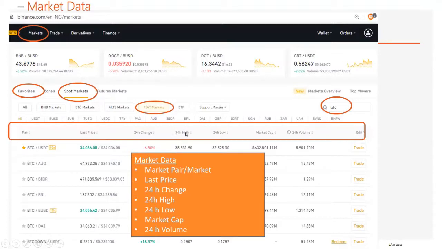And this is 24 hours high. 24 hours high means the highest point the price got to. 24 hours low is the lowest point the price fell to. Now this is your market cap. The market cap is the volume of that asset multiplied by the price.